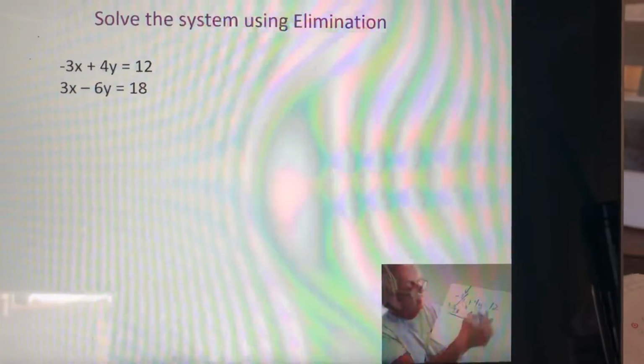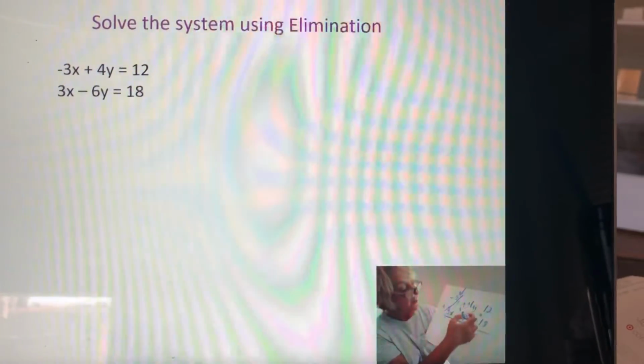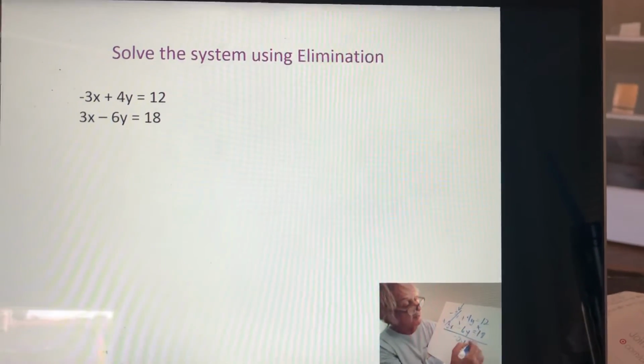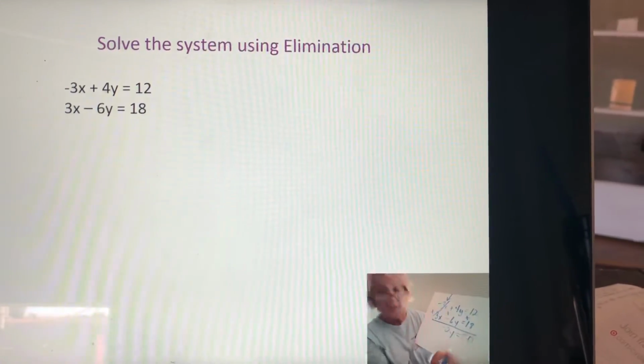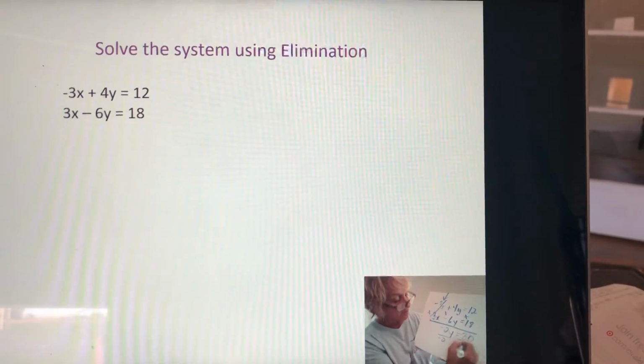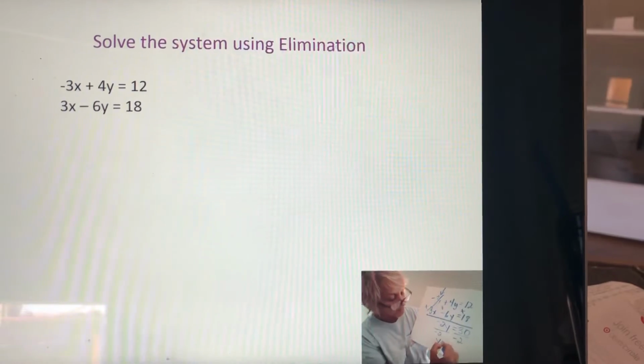Here we'll do the math for combining like terms. So 4x plus a negative 6y is a negative 2y, and that is set equal to 30. Then we're going to continue to solve for y. So divide each side by negative 2. So y equals negative 15.